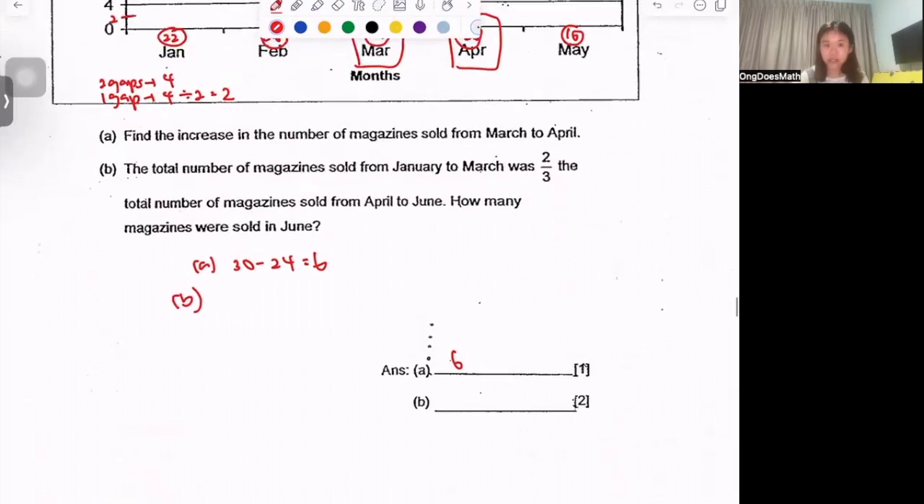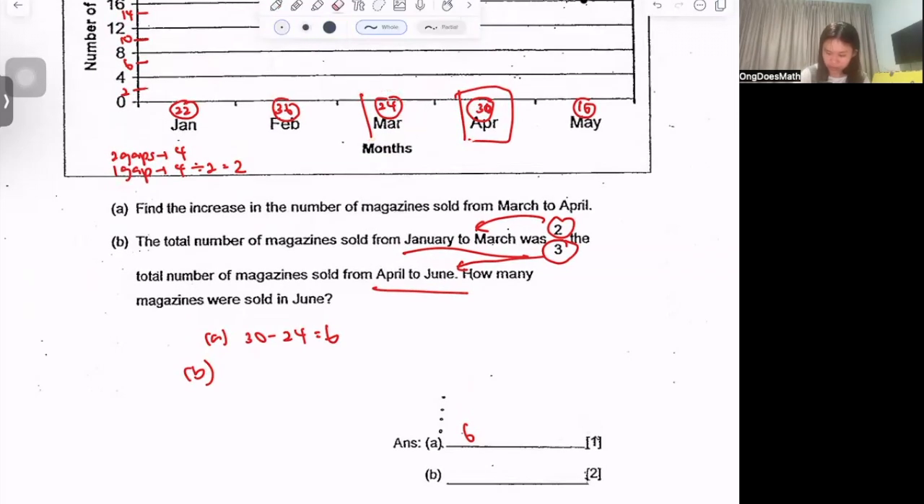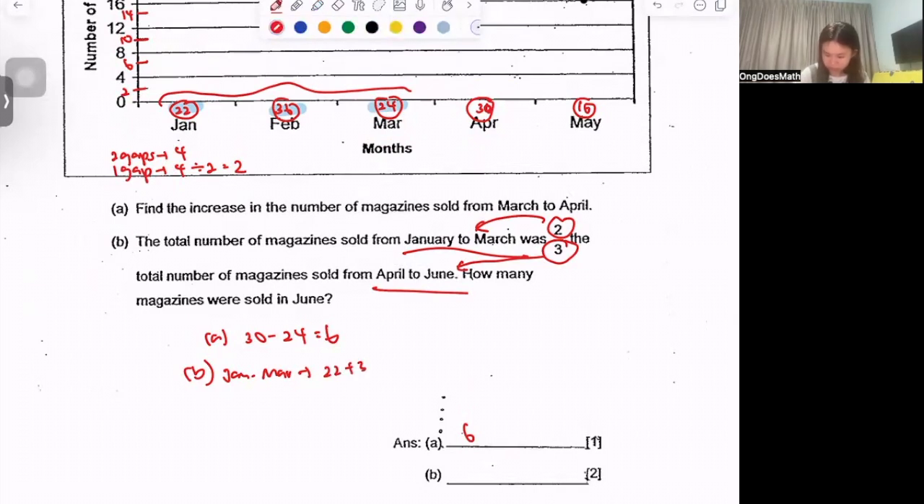Part B, let's study the fraction. 2 belongs to January to March, 3 belongs to April to June. So let's do January to March. When you sum up January to March, sum up means you have to add up, right? So January to March, what's the total? It will be 22 plus 36 plus 24. So it's 82.